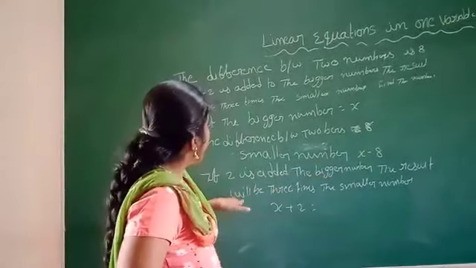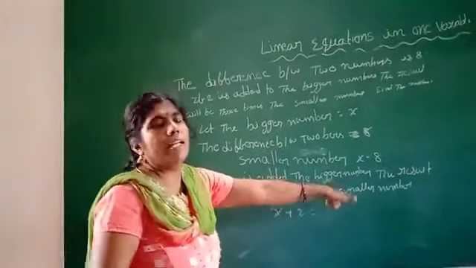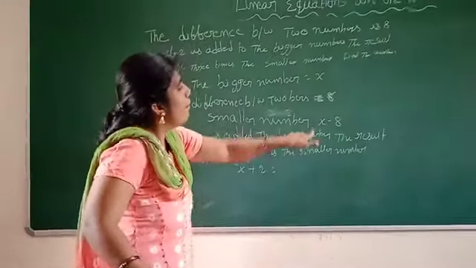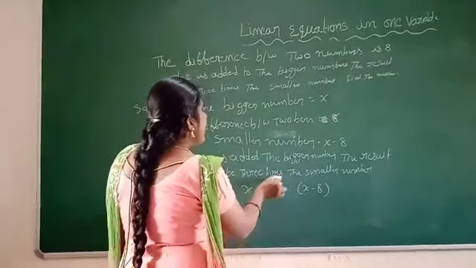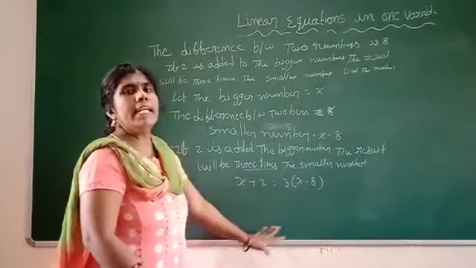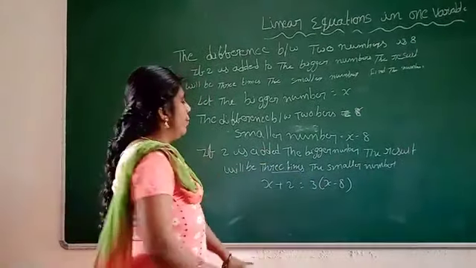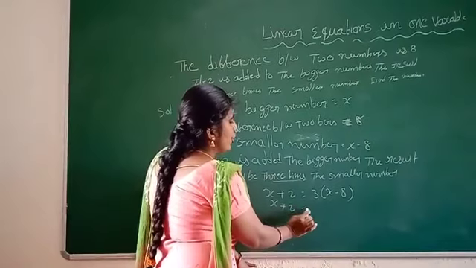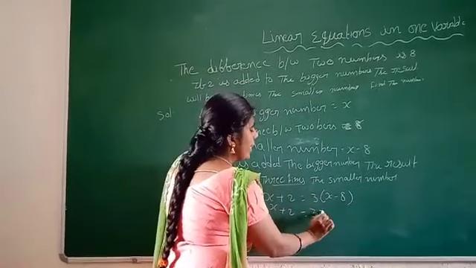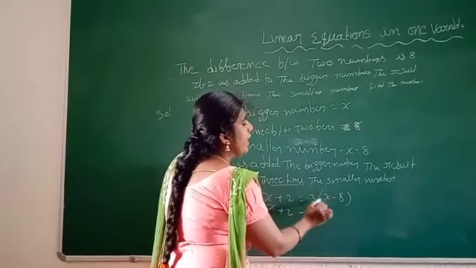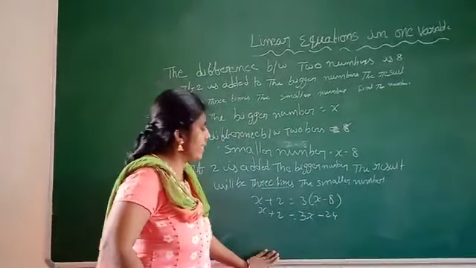Next, the result becomes equal to 3 times the small number. What is the small number? x minus 8 is the small number. How many times? 3 times. So x plus 2 equals 3 into x minus 8. To solve, first x plus 2 is not changed. 3 into x is 3x, and 3 into 8 is 24.